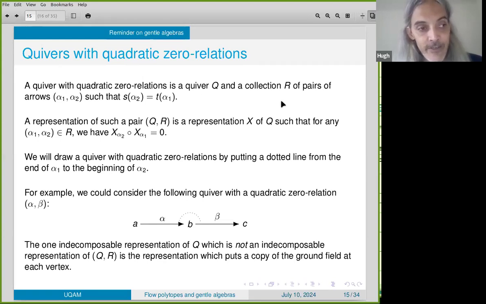A quiver with a quadratic zero relation is just a quiver and a collection of pairs of composable arrows, so that alpha 2 immediately follows alpha 1. And then a representation of such a pair is just a representation of the quiver such that the composition of the maps corresponding to the relation is 0. So this is the easiest sort of quiver with relation. Normally when we draw a picture, we put a dotted line like this to indicate that the composition alpha beta is supposed to be 0. For example, for this quiver with 3 vertices and 2 arrows, one of the indecomposable representations is no longer a representation if we put this relation on there, namely the representation that puts a copy of the ground field at each vertex and identity maps between them.